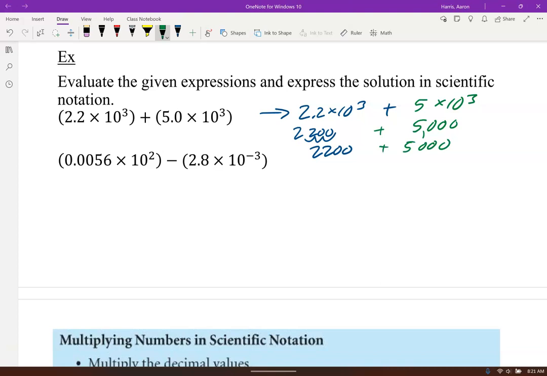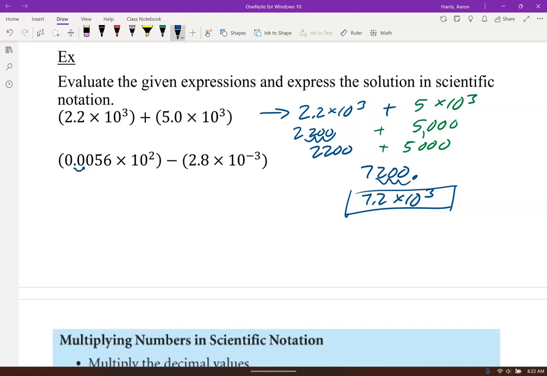All right, so we end up with 7,200, right? We add them, but then they want that in scientific notation. So in scientific notation, that would be 7.2 times 10 to the third. Let's do that next one.